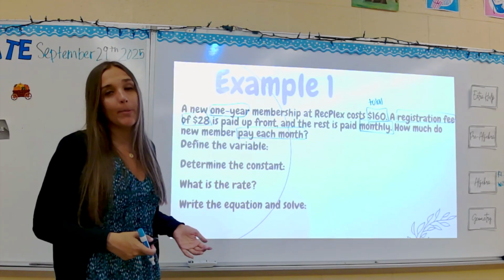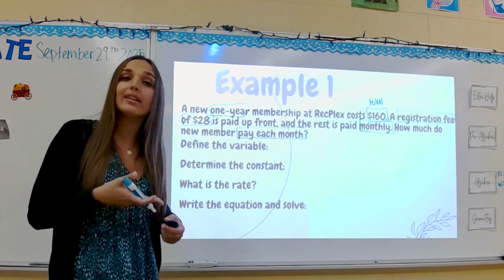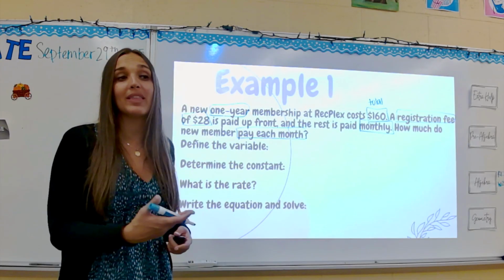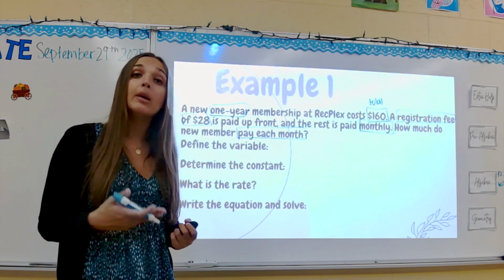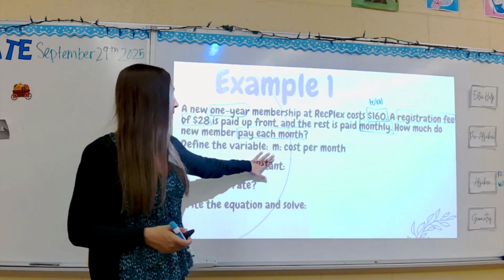So I'm going to say M for each month, but you can also say C, you could use X, you can use any variable you like. It does not matter. If you're comfortable solving equations with X's mainly, you could use X, but that's why we define what it means. So I'm going to say M is the cost per month.